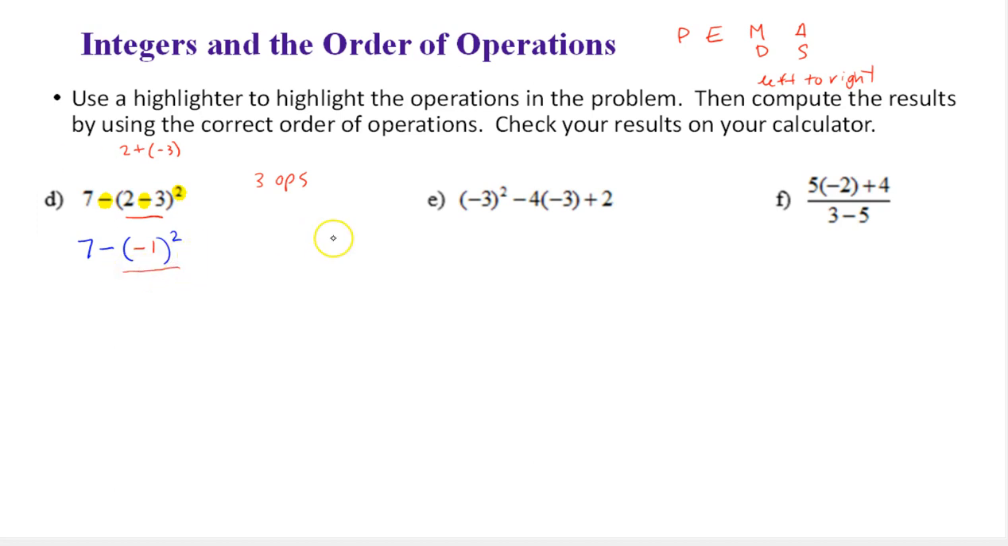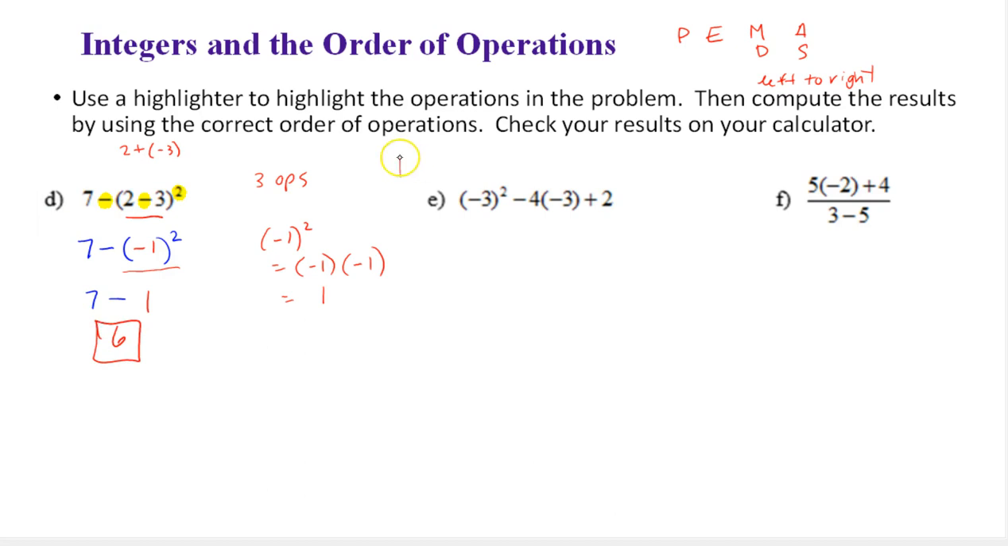Now let's do this on the side. Now remember, negative 1 squared means 2 factors of negative 1. And negative 1 times negative 1, a negative times a negative is positive. So 1 times 1 is 1. Our result is positive. So we have 7 minus 1. So we perform the exponent, and our last step is subtraction, and 7 minus 1 is 6.